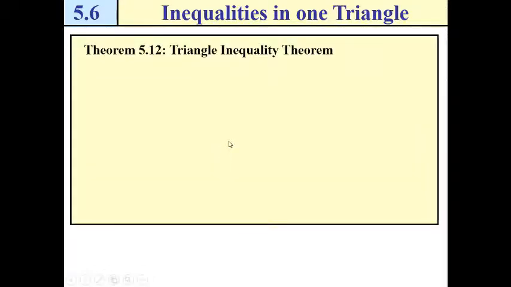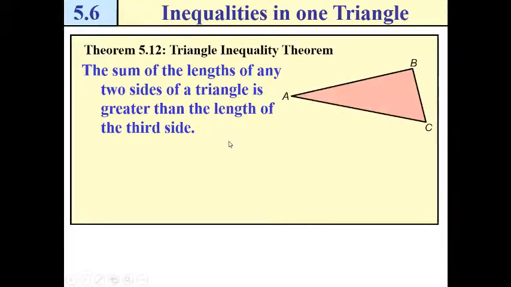Triangle inequality theorem. The sum of the lengths of any two sides of a triangle is greater than the length of the third side. The sum of any two sides must be bigger than the length of the third side. For example, side AC here.